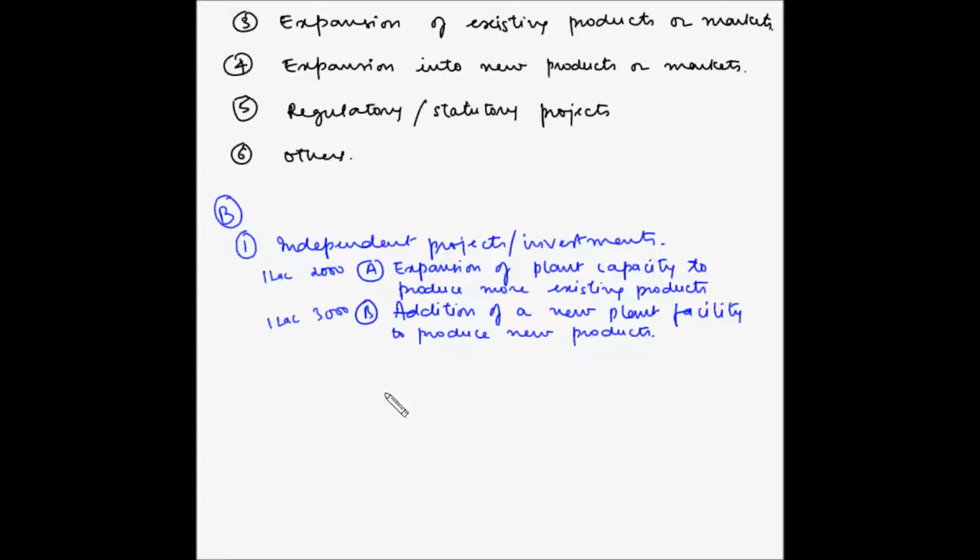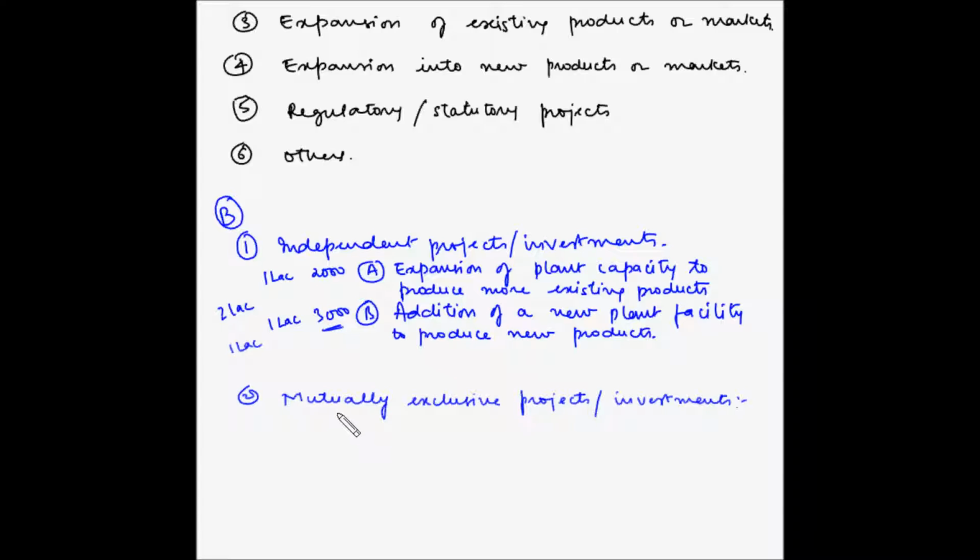Now, if the firm's capital budget is, let's say, 2 lakh, then both the projects can be selected because both have a positive NPV, which means both are profitable, and both can fit in the budget. However, if the available funds are only 1 lakh rupees, then only one will be selected because of the funding constraints, which is the second project having a higher NPV.